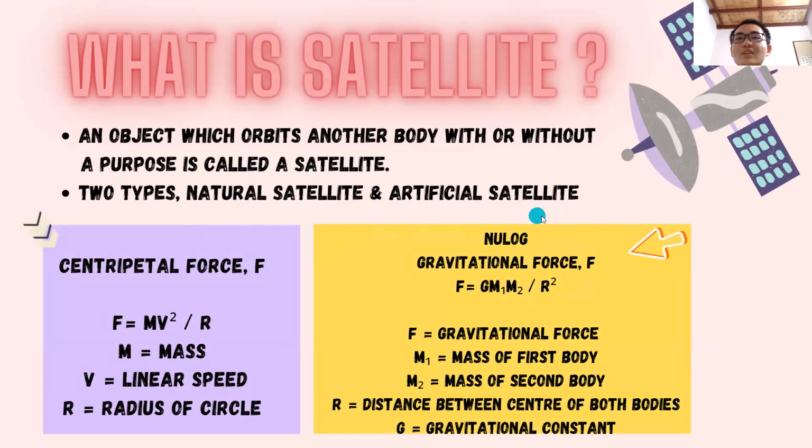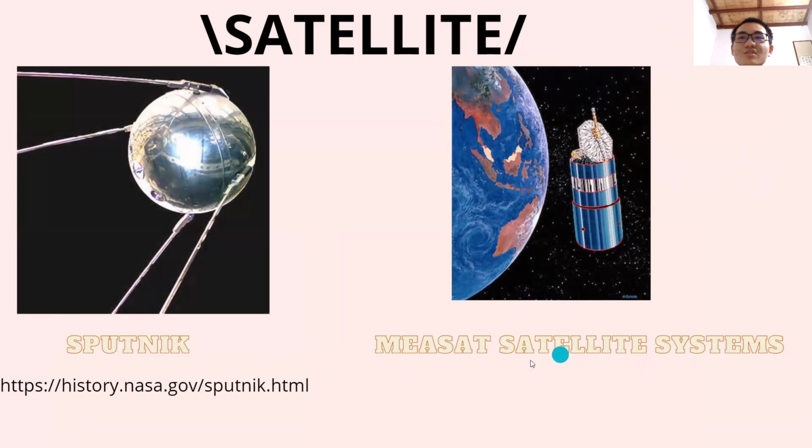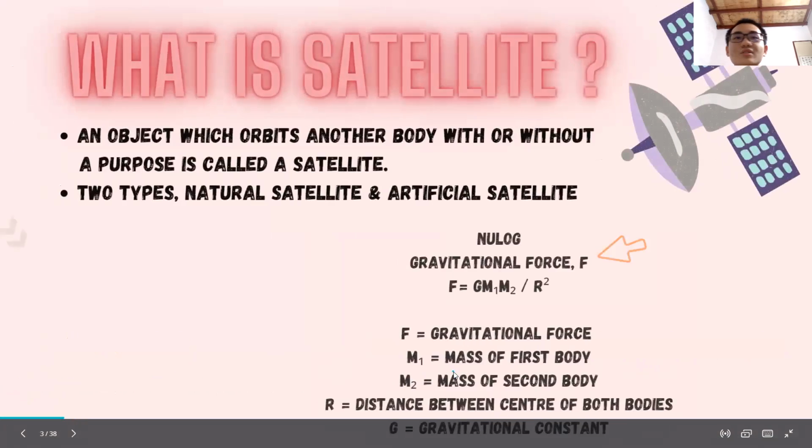Then the other is the artificial satellite, also called a man-made satellite. Here are examples of artificial satellites: Sputnik, the first artificial satellite launched into outer space, and the MEASAT satellite system, MEASAT 1, MEASAT 2, MEASAT 3, which are satellites launched by Malaysia.